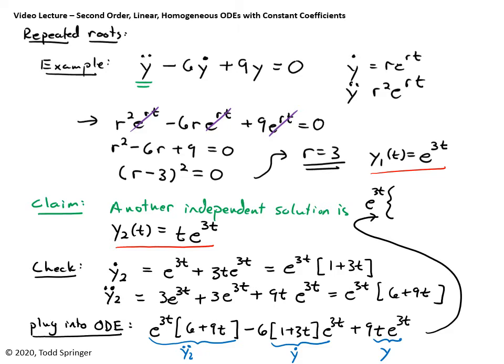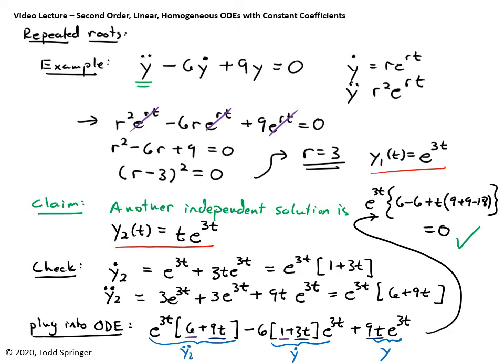So let me count the constant terms first. I've got a 6, I've got a minus 6 here, right? So I've got 6 minus 6, so that's 0. And then I've got terms proportional to t. So what have I got? I've got a 9t here, I've got a 6 times a 3t, which is minus 18, and then I've got another 9t here. So I've got 9 plus 9 minus 18, and that's equal to 0. So it does check out that this is a solution.